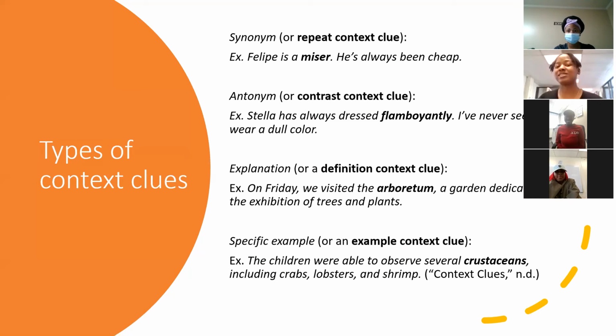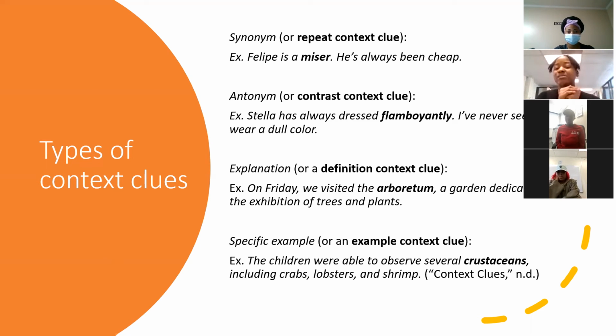So a synonym context clue, or a repeat context clue, means that they're basically the same. So Felipe is a miser. He's always been cheap, right? So you know that miser and cheap have to mean the same thing because it kind of repeats what the point is, you know? We have antonym, right? So Stella has always dressed flamboyantly. I've never seen her wear a dull color. Okay, so boom, we know that she never wears dull colors and we know that she's flamboyant. These are kind of contrasting, you know? So it's antonym, like how we said opposite.